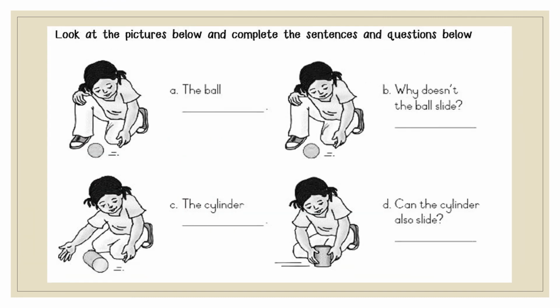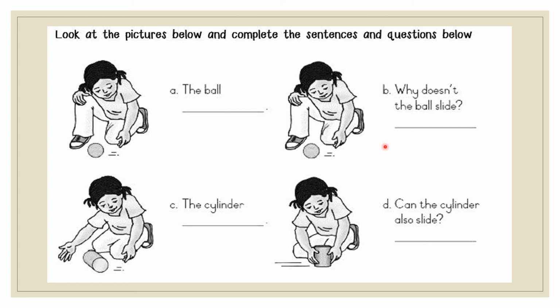Okay, learners, let's look at page 13 of our work packs. It says, look at the pictures below and complete the sentences and questions below. So if we look at the first picture, what is the girl doing? Yes, the girl is rolling the ball. So A, the ball rolls. B, the question says, why doesn't the ball slide? So why do you think the ball does not slide? What's the reason for it? Yes, because the ball does not have corners.